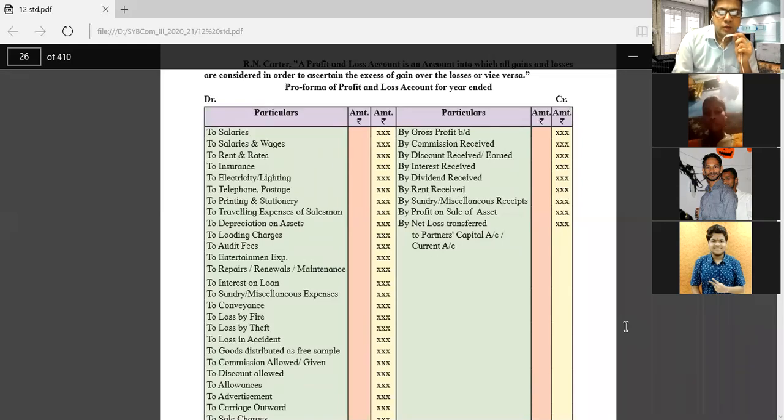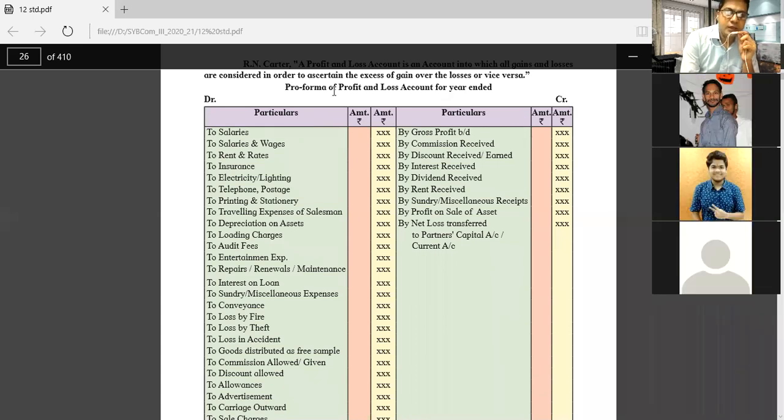Then friends, in the offices, they keep the telephones, postage, the telephone charges during the particular financial year, and postage also recorded in the profit and loss account debit side. Then traveling expenses of salesman. The partnership firm appointed certain salesmen, and the partnership firm gives some amount of traveling expenses. So it is related to the business.